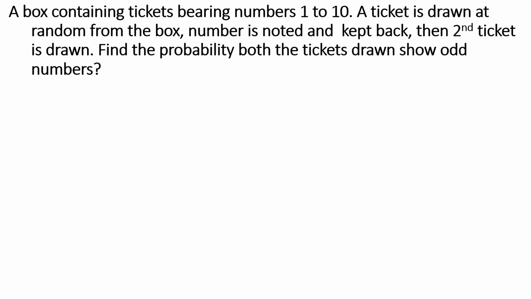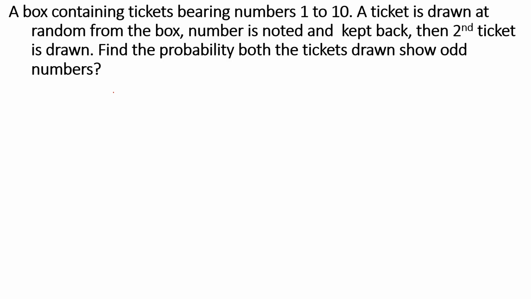Next, a box containing tickets varying from 1 to 10. A ticket is drawn at random from the box. The number is noted and kept back. Then a second ticket is drawn. Find the probability that both the tickets drawn show odd numbers.